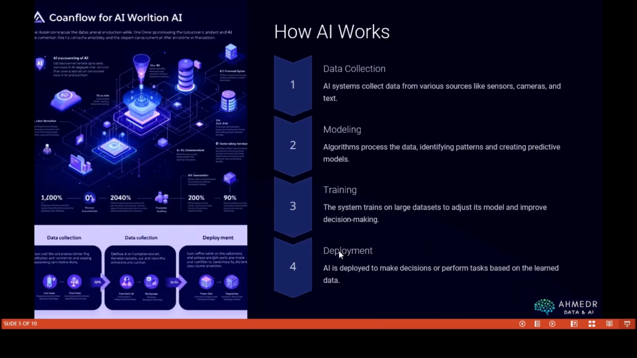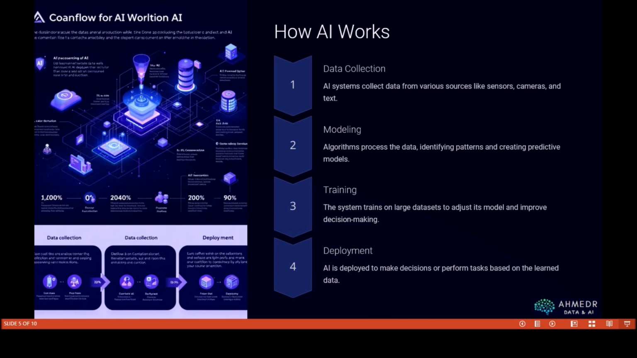Let's talk now about how AI works. AI works by collecting a huge amount of data, processing it with advanced algorithms, and using it to create models that help machines make decisions.